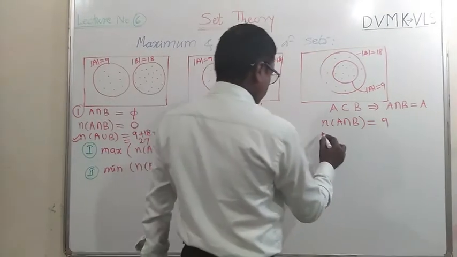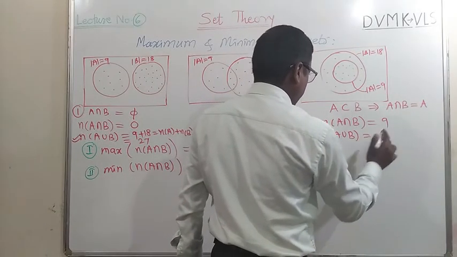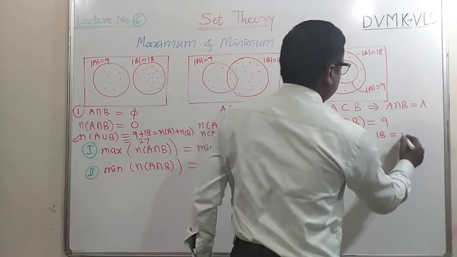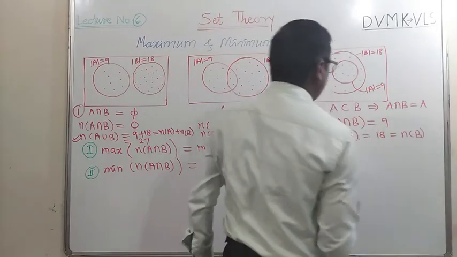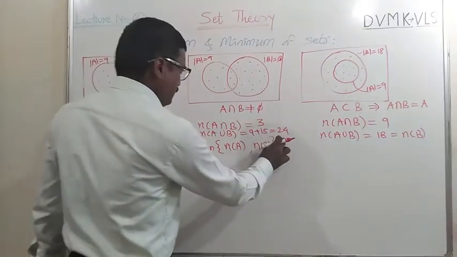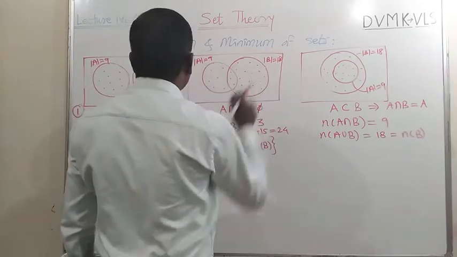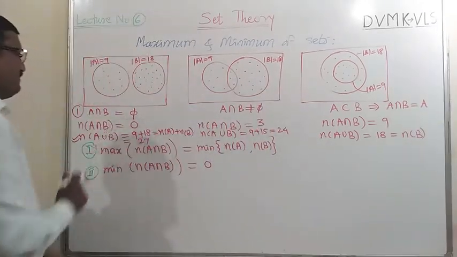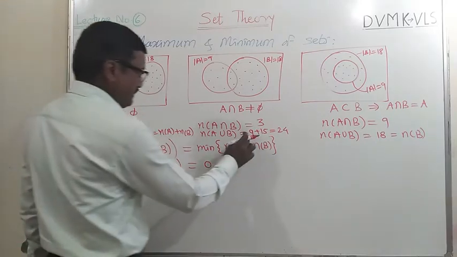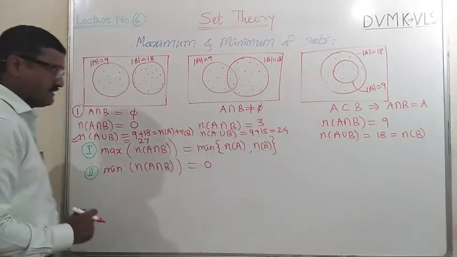In this case, the number of elements in the union is equal to only 18, and that is nothing but the number of elements of set B, because A is a subset of B. Here this 24 means the elements are less than 9 plus 18, and this 27 is nothing but 9 plus 18, that is n(A) plus n(B), and these elements are nothing but n(A) plus n(B) minus the intersection.